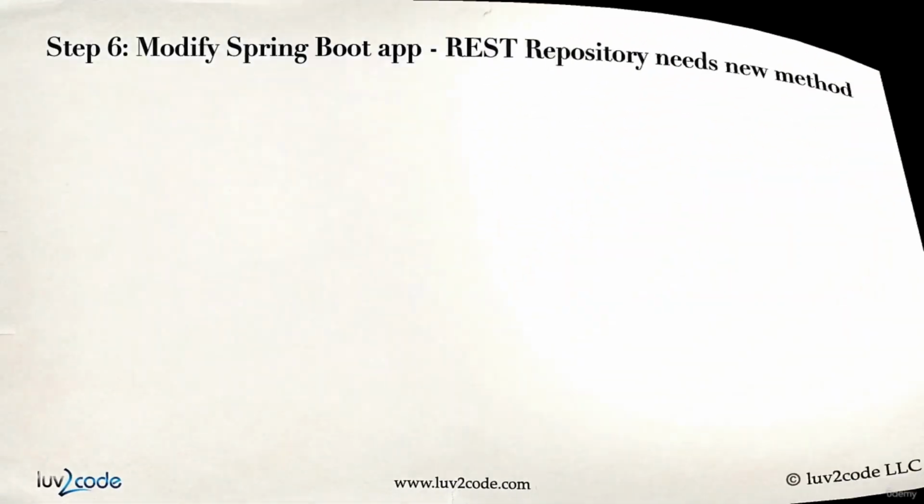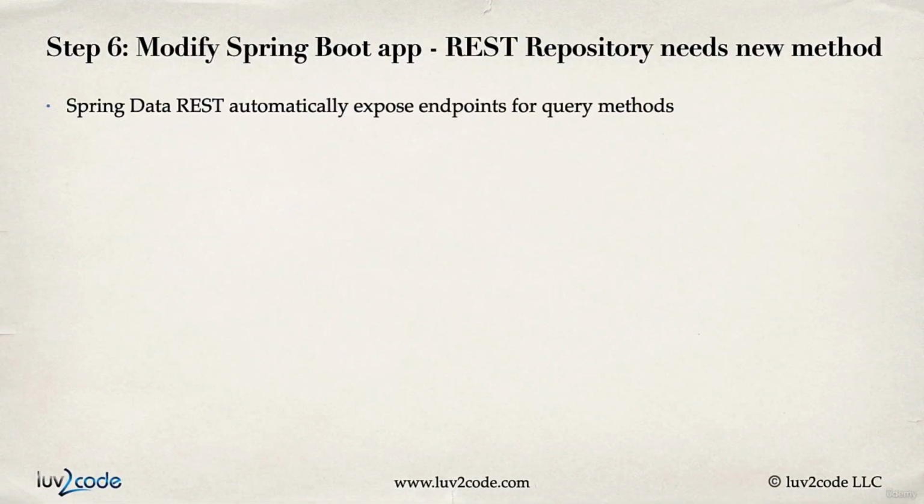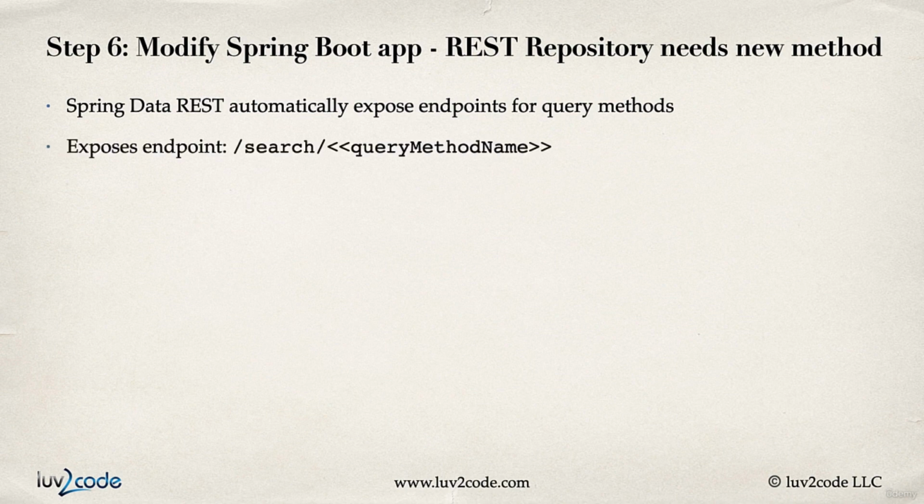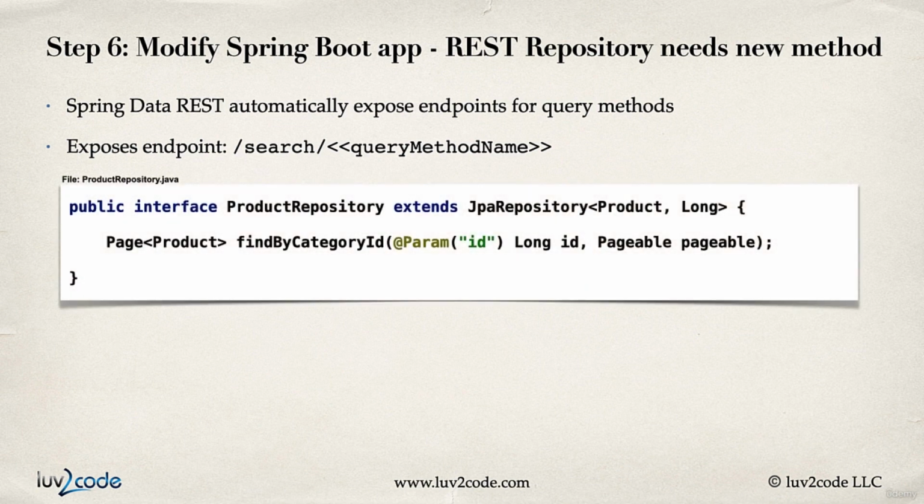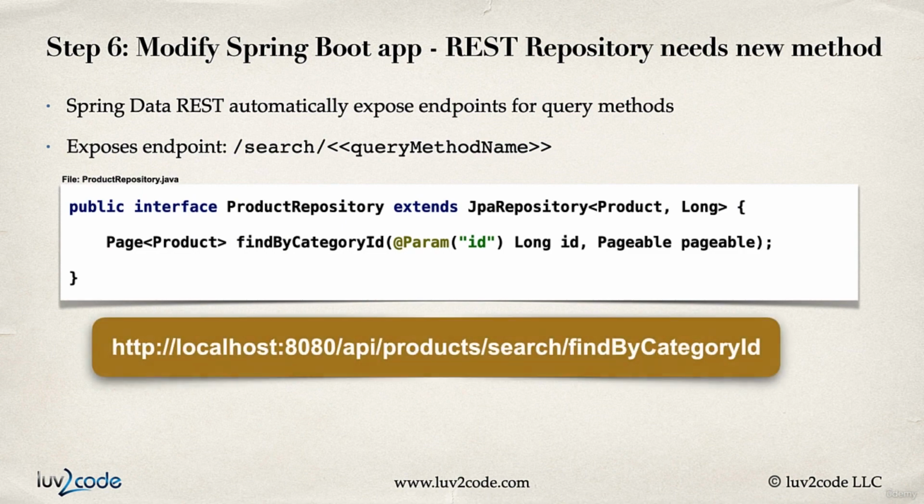All right, now that we have the method defined, Spring Data REST will automatically expose REST endpoints for the query methods. Any query method that starts with find by, read by, query by will be available under /search/ followed by the query method name. In our example, our findByCategoryId will be under localhost:8080/api/products/search/findByCategoryId. So it matches on the actual method name.